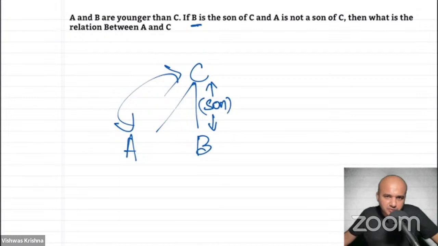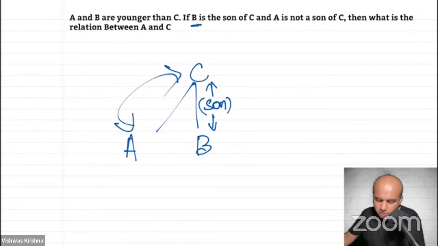A is not the son of C, that they have already clarified. It could be daughter, but have they mentioned anything with respect to the gender of A? They have not. So we do not know. So based on that, we can simply say, we can't say what is the relationship between A and C. That is the actual answer based on the given question. If you have additional information, please do let me know.